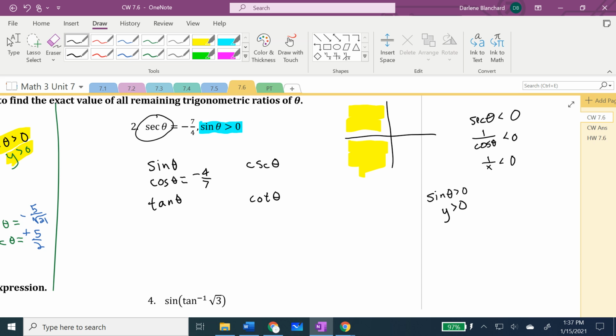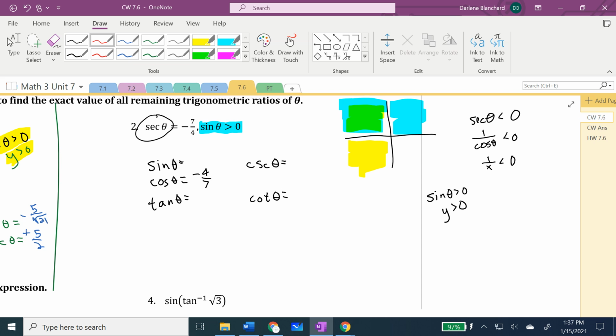All right, so where is y positive? Y is positive in quadrants 1 and 2. And we want to look at which quadrant has both secant being negative and sine being positive, or x negative and y positive. So we've got quadrant 2 again. Now this is going to allow me to begin answering. Let me write that down.